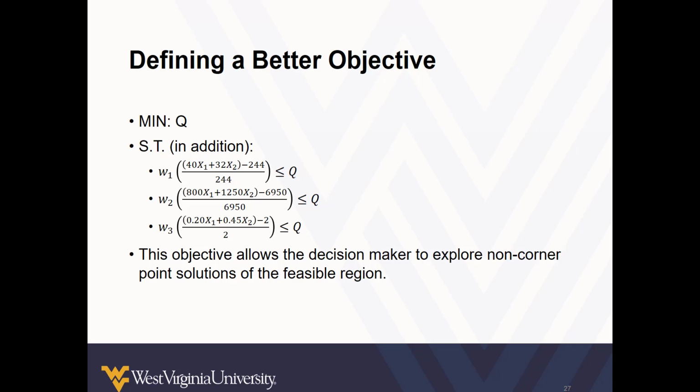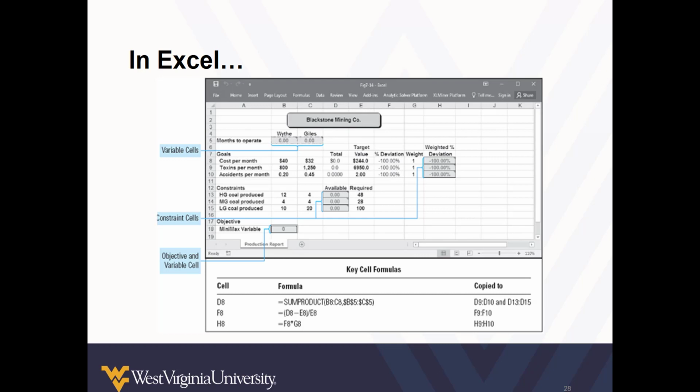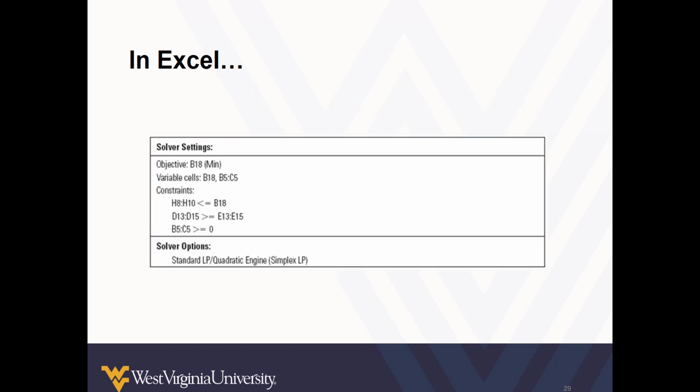Mathematically, our new objective cell is considering this, but let's do it in Excel instead. So this is the Blackstone Mining Company example with weights, and this is a diagram of the example illustrating the variable cells, constraint cells, objective and variable cells, as well as the key cell formulas in that sheet. And this slide illustrates the settings you want to use in Solver to optimize your result.